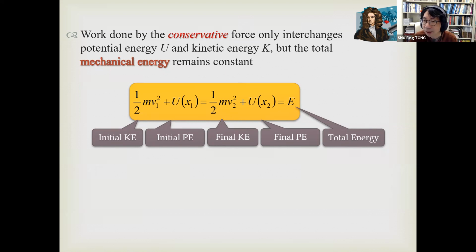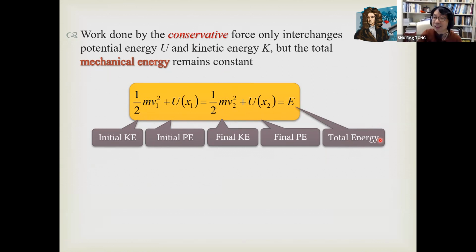Later we'll discuss it when we come to the chapter on gravity. Now, if you start with the initial position x1 and initial velocity v1, and you go to another point x2 with final velocity v2, you find that the initial kinetic energy plus the initial potential energy is equal to the final kinetic energy plus the final potential energy. This is the expression you learned in high school. The kinetic energy plus the potential energy is a constant, and that is the total energy.